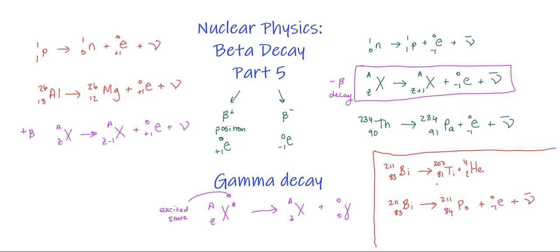And so we can see that in a sample of bismuth 211, you can actually get polonium out of it as well as thallium, with alpha and negative beta particles being emitted at the same time.